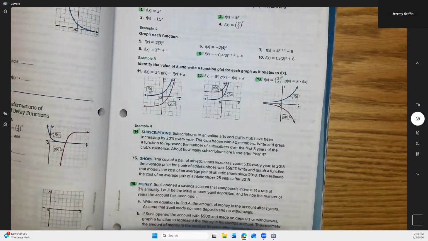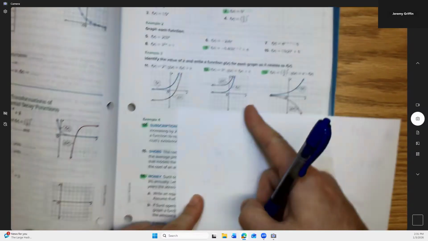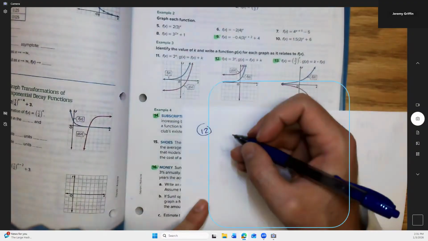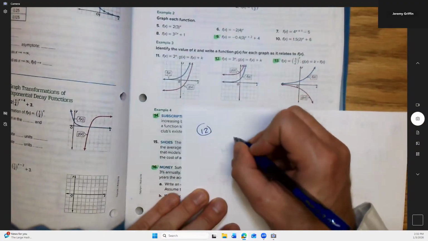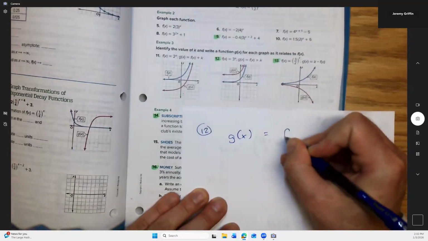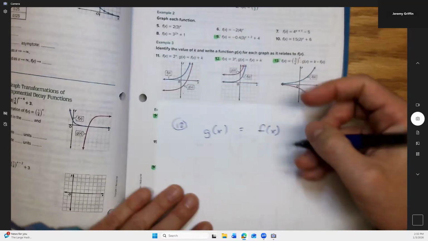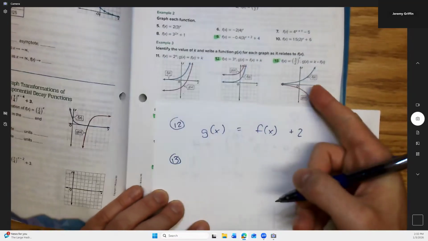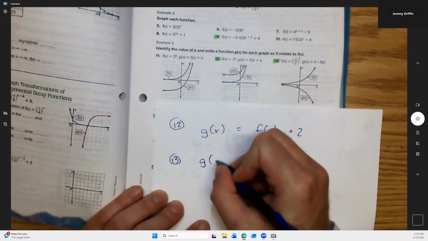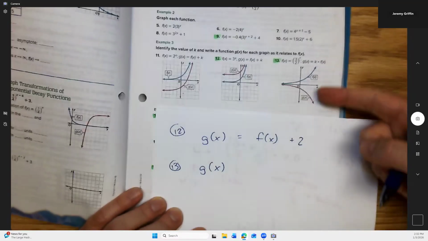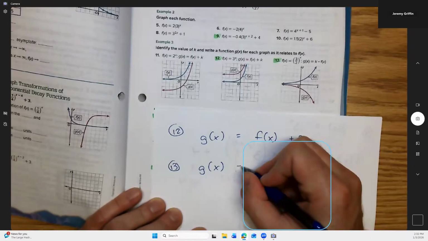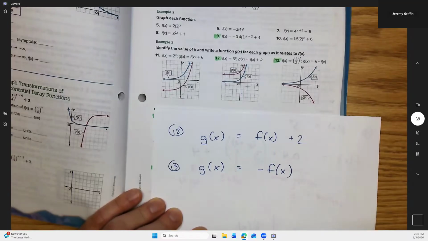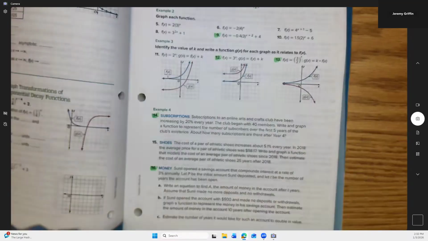Identify the value k. So we're doing some real basic graph translations on problem 13. So I choose both of them. It looks like g of x is f of x, but shifted up 2. I think that's the entire thing. And then in the other one, it looks like g of x is f of x, but flipped over the x-axis. So it's upside down, so it's just negative f of x. Boom, just did 2 right there. That's it.